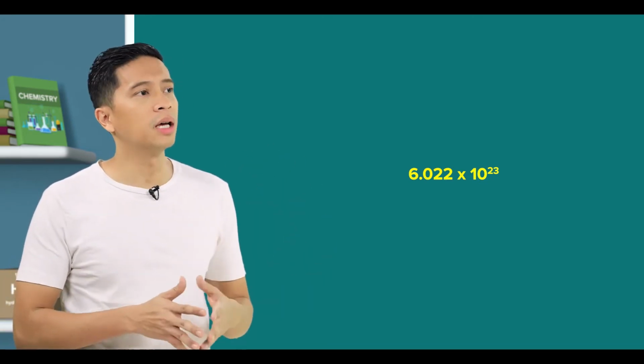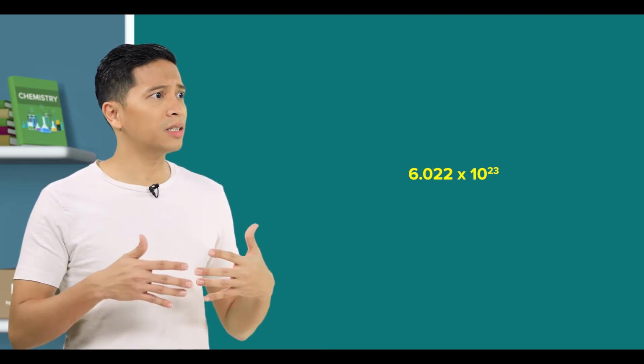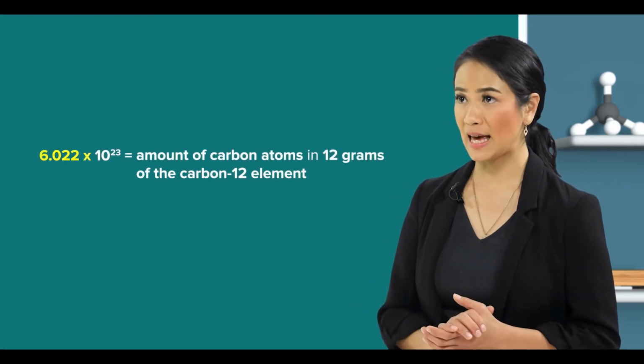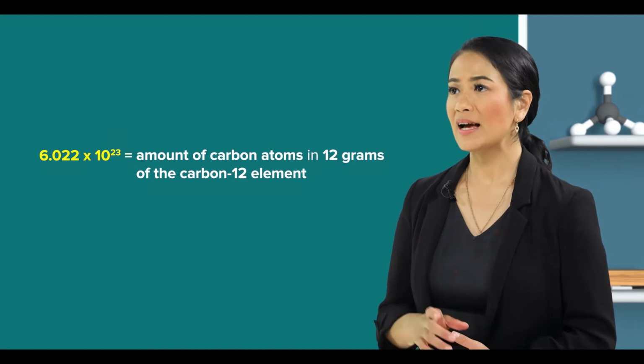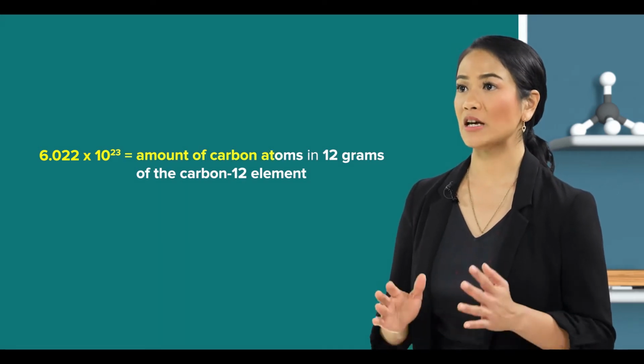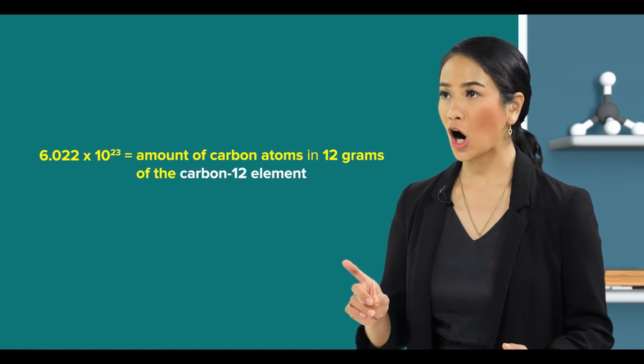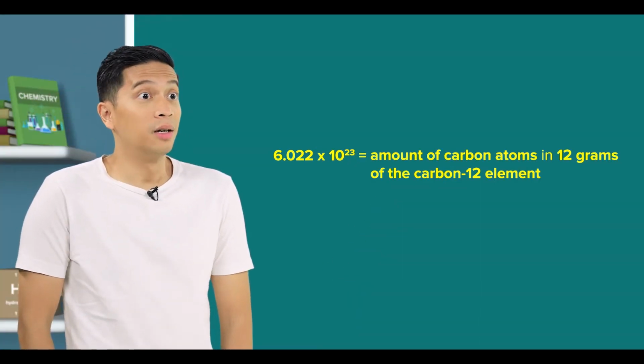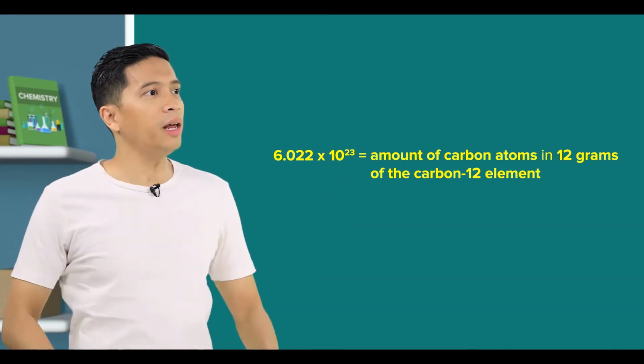Well, teacher, 6.022 times 10 to the power of 23 is a ridiculously large number. What in the world would warrant such a large number? The number of atoms, of course. 6.022 times 10 to the power of 23 is the amount of carbon atoms in 12 grams of the carbon-12 element. Oh my goodness, that's ridiculously a lot of atoms.